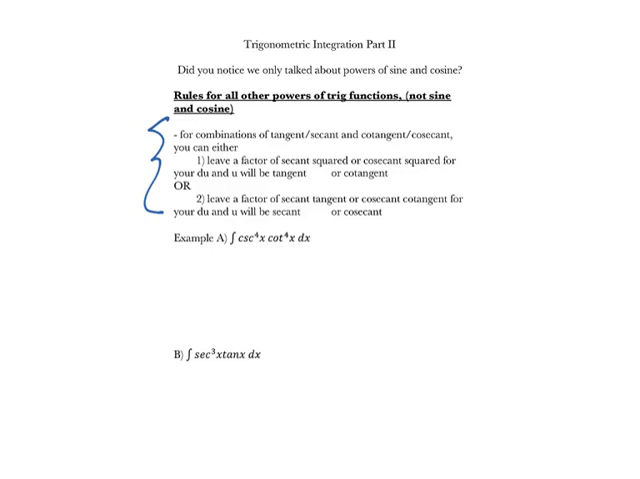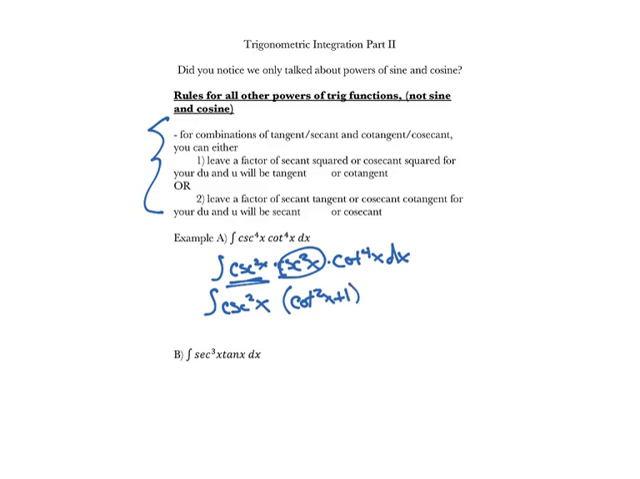So for instance, in example A, I have cosecant to the fourth x, cotangent to the fourth x. Easily, I can see that cosecant to the fourth x can be cosecant squared x times cosecant squared x times cotangent to the fourth x dx. I know that that's almost the derivative of cotangent, and I can make that cotangent. So this can be cosecant squared x. Cosecant squared x is cotangent squared x plus 1. And then we have cotangent to the fourth x dx.